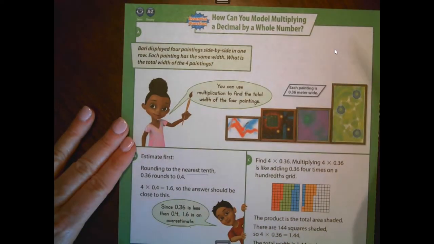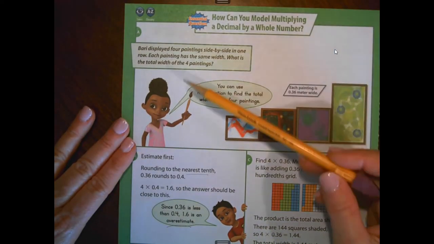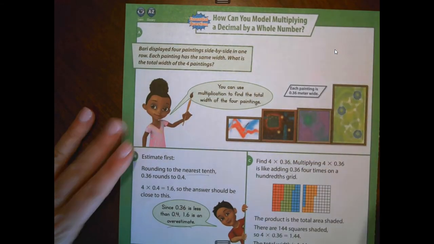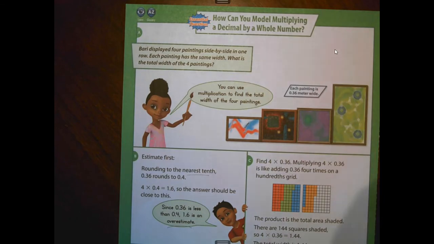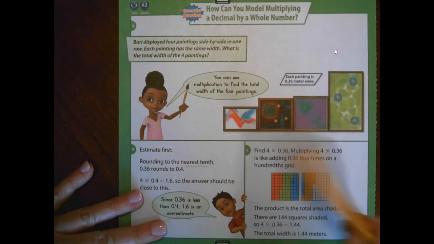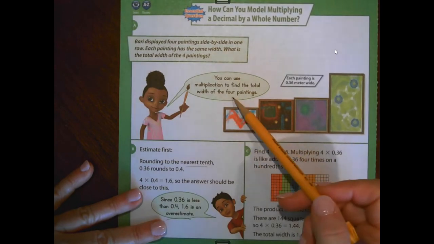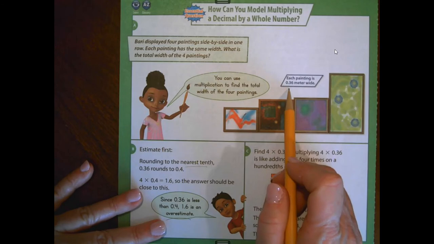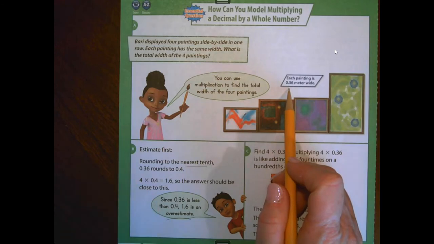So in our visual learning example, we have Bari, who displayed 4 paintings side by side in a row. Each painting has the same width. What is the total width of the 4 paintings? The 5th grade helper says that we can use multiplication to find the total width. And each painting, we're told, is 36 hundredths of a meter wide.